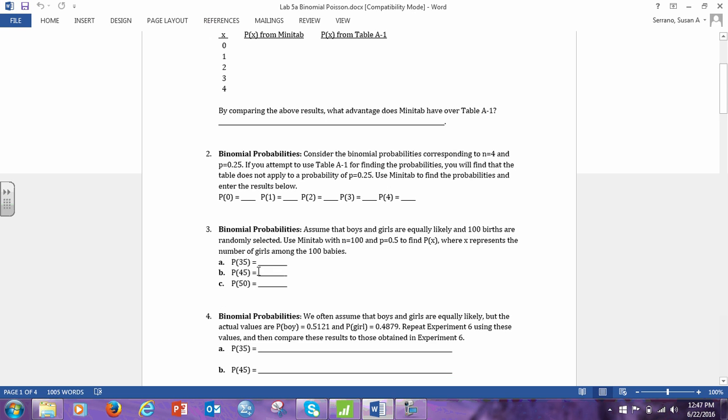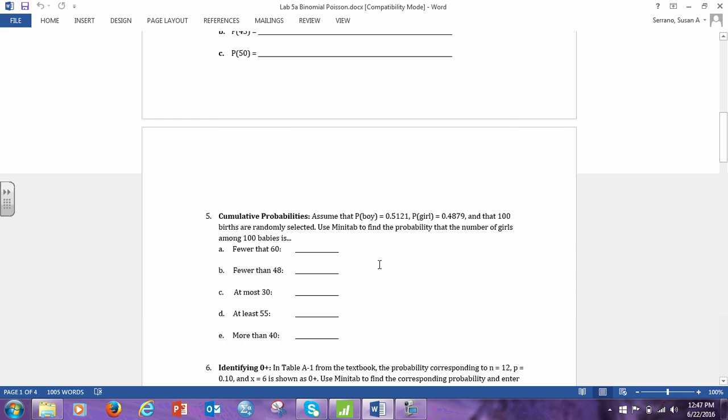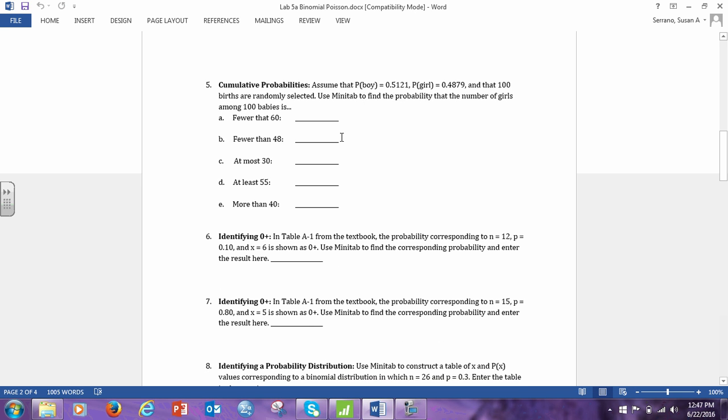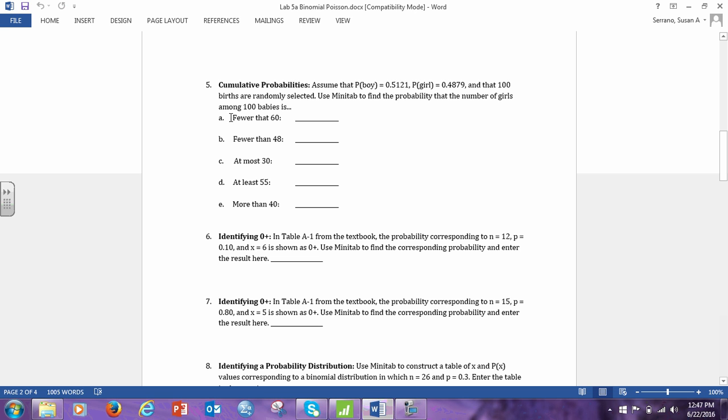So that was number 3. Number 4 is the same, except we're changing the probability from 0.5 to 0.4879. I do want to go over cumulative probabilities with you a little bit. Cumulative probabilities are when we're looking for the probability that X is less than or equal to a value. For the first one, we're trying to find the probability for the girl, so we change the probability to 0.4879, and n is 100.